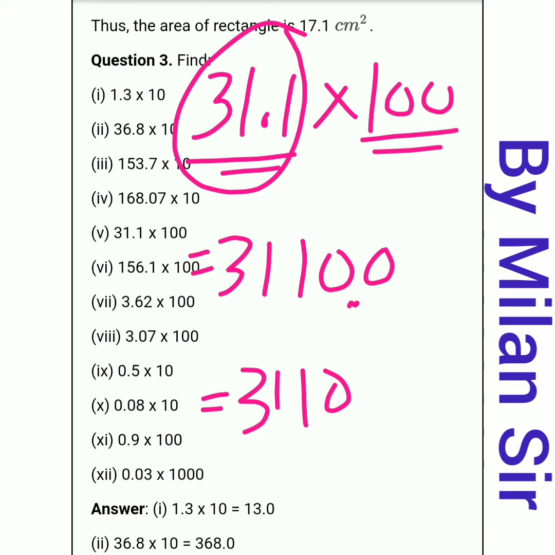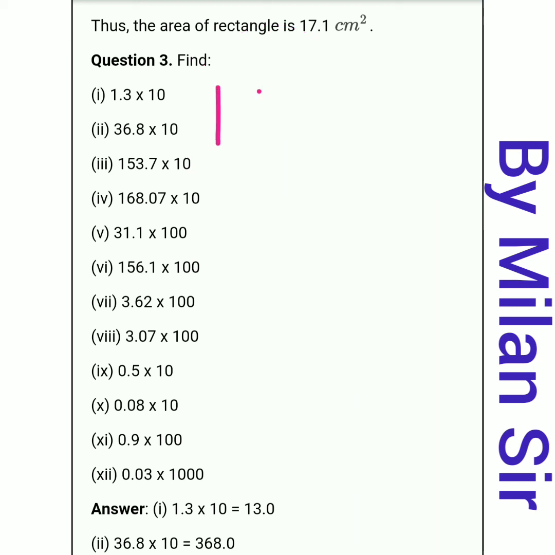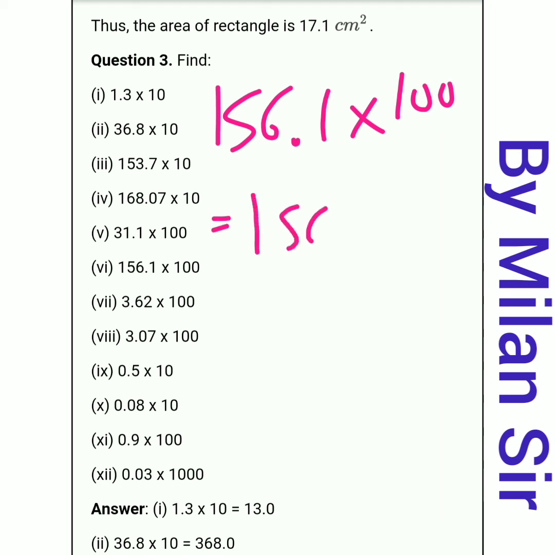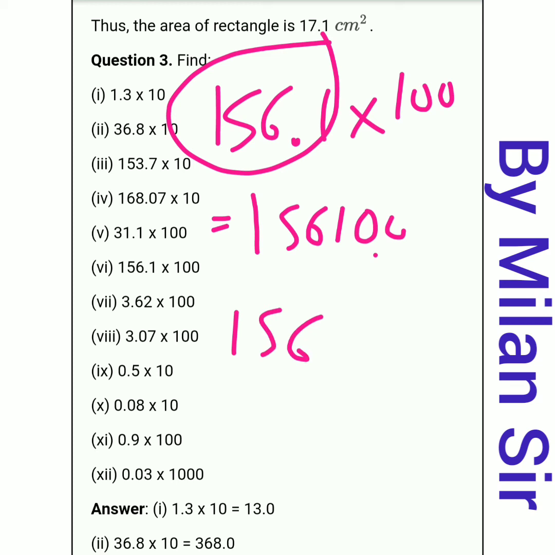Okay, then question number 6: 156.1 multiply 100, so here ignore the decimal point, so 1561 multiply 100, so 00. Now in the question before one digit we have the decimal point, so same thing we need to do in the answer, so it is 15610. Okay, 15610, this is our answer.